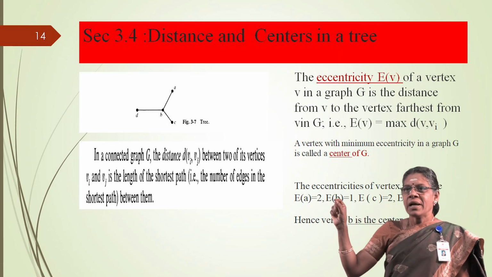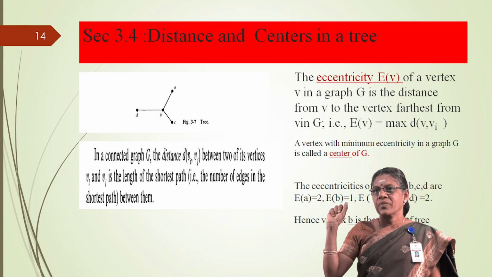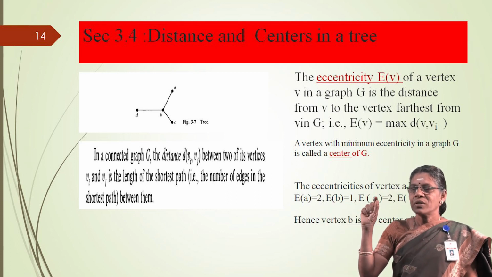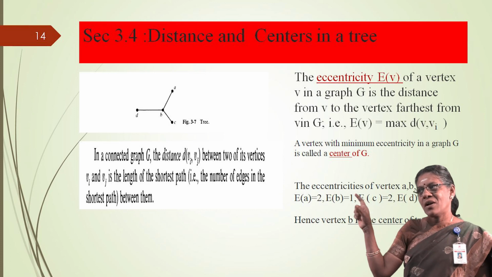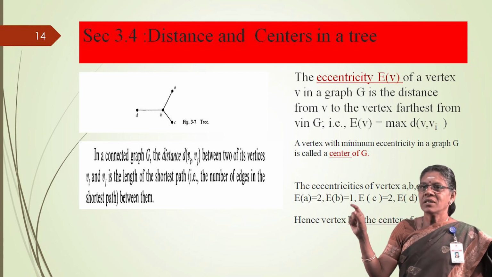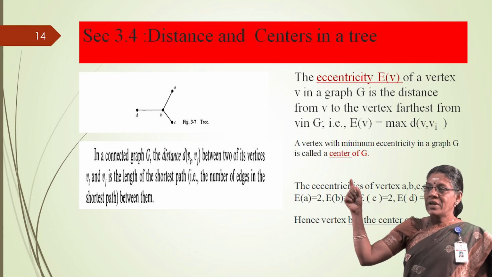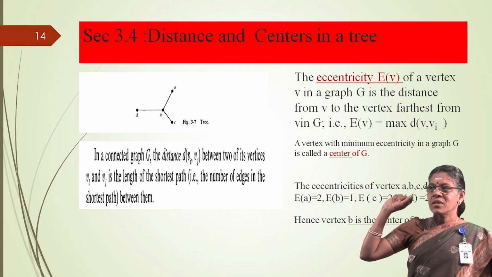Again, another concept we have is eccentricity. The eccentricity of a vertex v in a graph G is the distance from v to the vertex farthest from v.